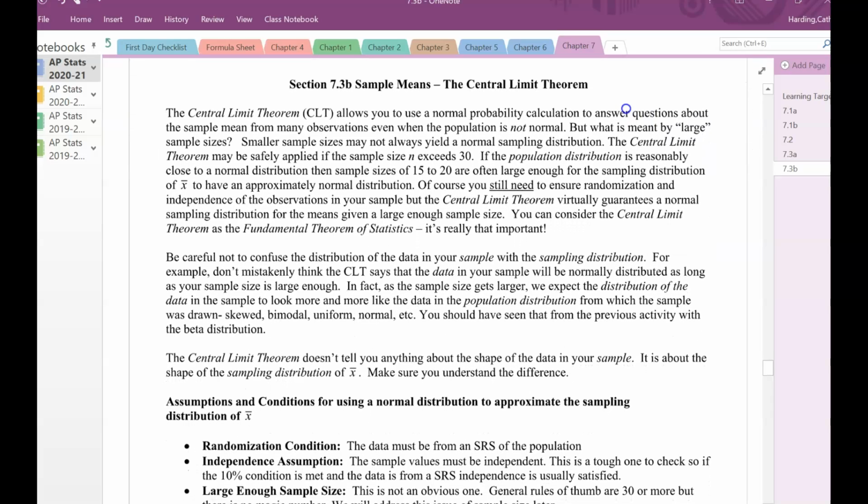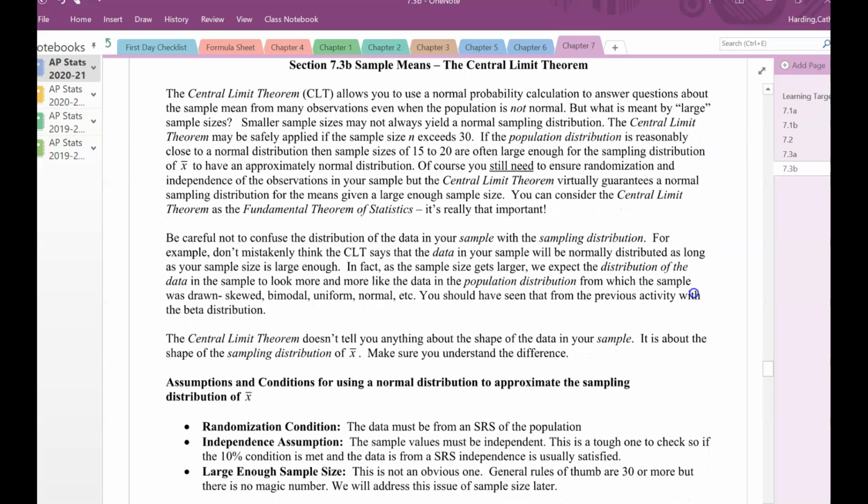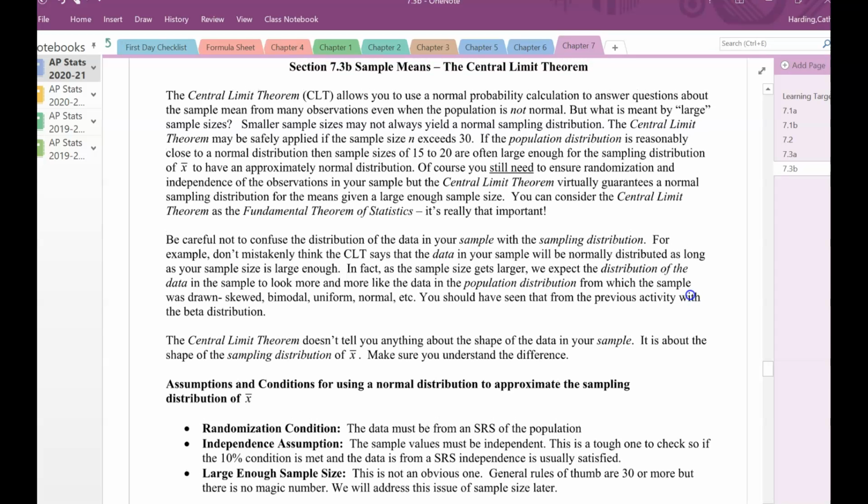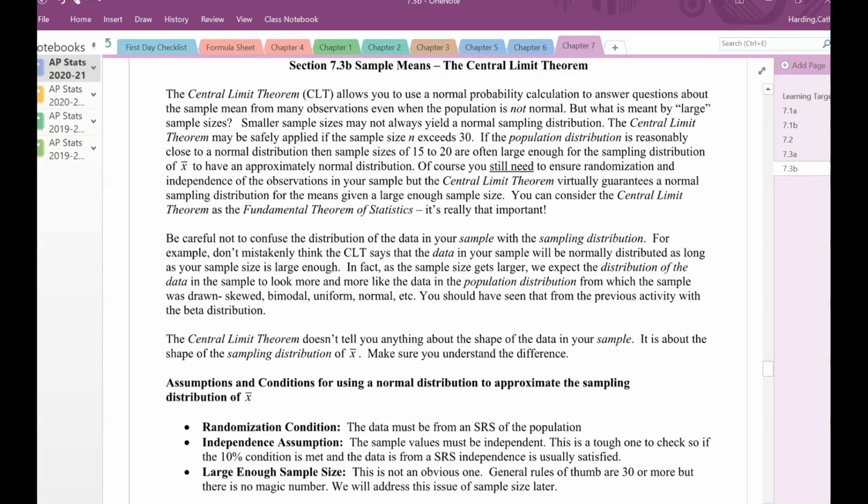So what exactly is this sample size that would be large enough? Well, there's no set number that makes it okay. A general rule is to say that it's 30. And that's the number that we'll use throughout this class: if you have a sample size of at least 30, that is enough to say that the sampling distribution will be normal due to the central limit theorem.